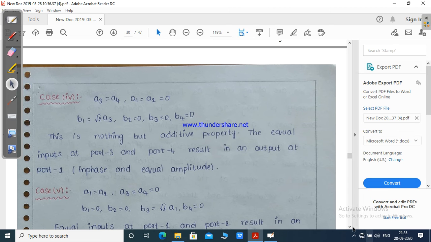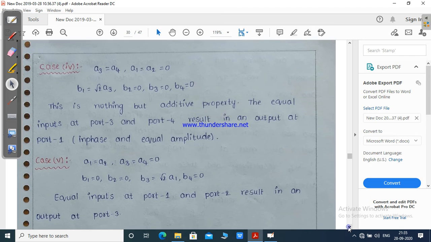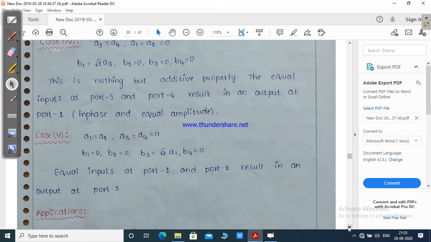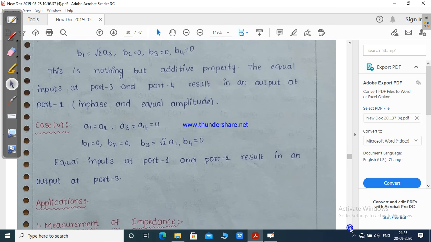And for the fifth case, A1 is equal to A2 and A3 is equal to A4 is equal to 0. That is, we are taking A1 and A2 as inputs and A3, A4 as outputs. At that time we get output only at port 3. Equal inputs at port 1 and port 2 result in an output at port 3. This is the thing.